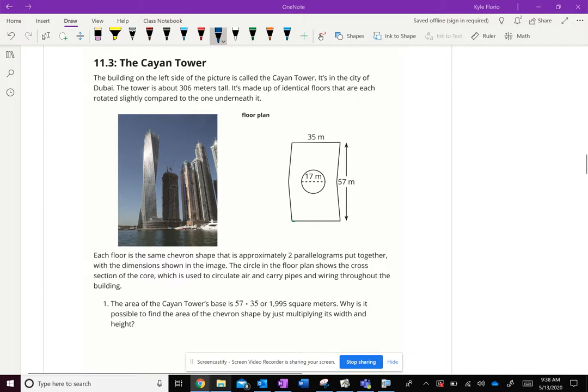This is 11.3, the Cayenne Tower, I think it's pronounced. The building on the left side of the picture is called the Cayenne Tower. It's in the city of Dubai. The tower is about 306 meters tall. It's made up of identical floors that are each rotated slightly compared to the one underneath it.